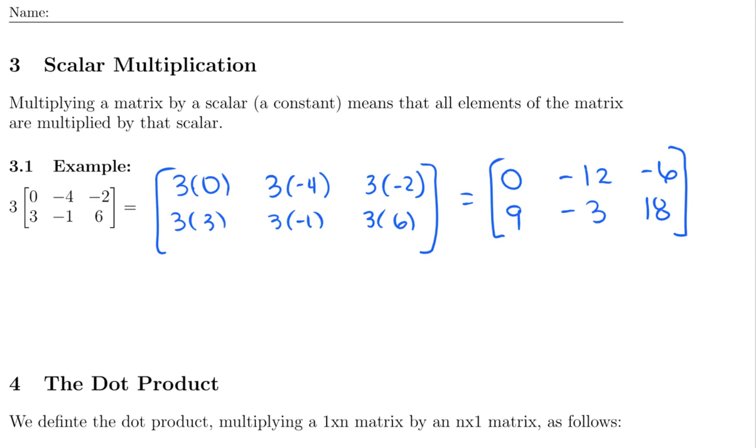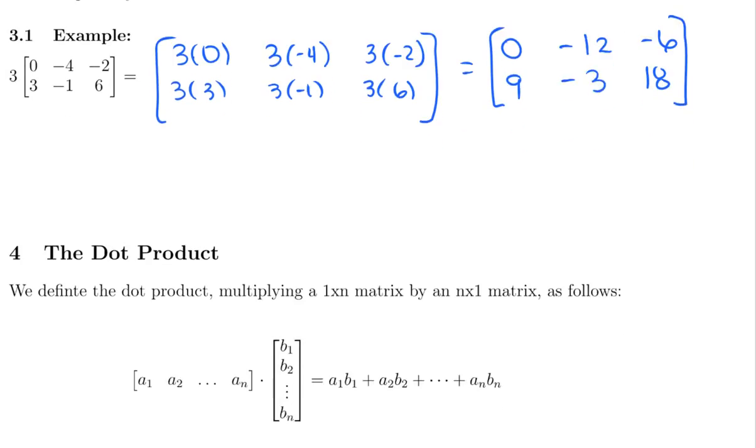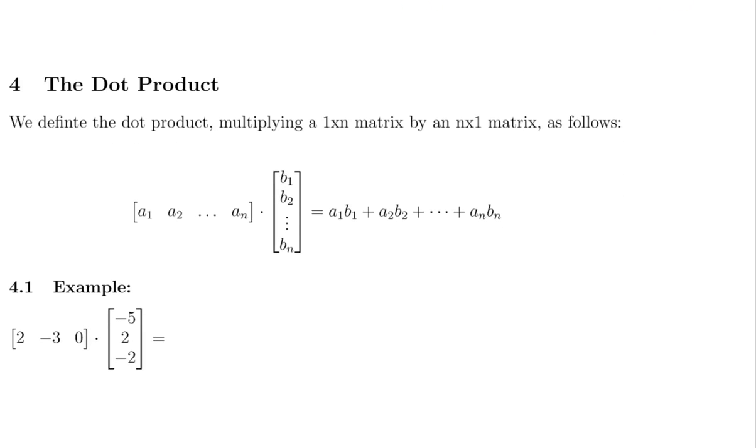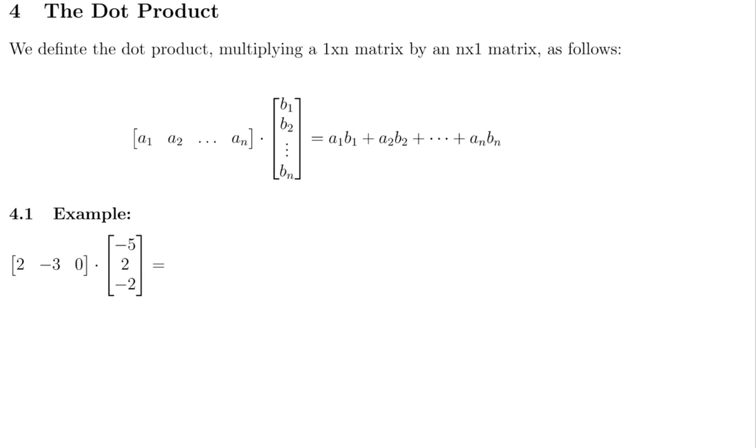Now scalar multiplication is pretty simple. You just scale everything by the same factor. Now let's start to develop matrix multiplication, so multiplying two matrices by each other. Before we can look at matrix multiplication, we have to look at a simpler version called the dot product. The dot product is where you multiply a single row matrix, so a matrix that has one row, by a matrix that consists of one column.